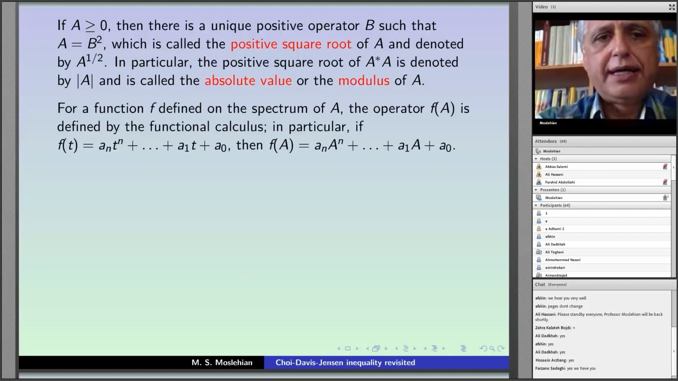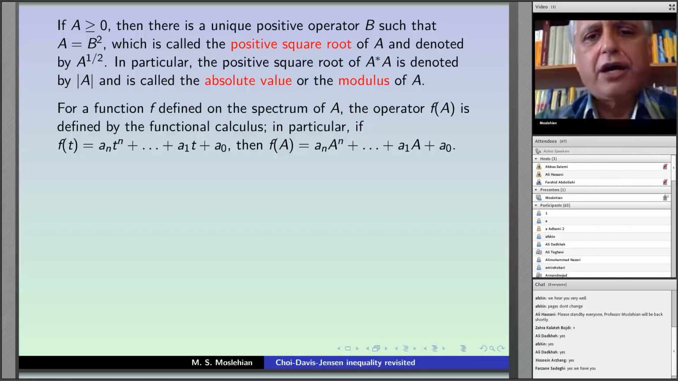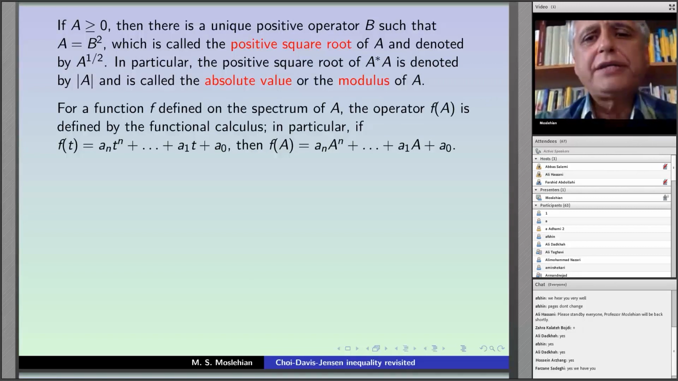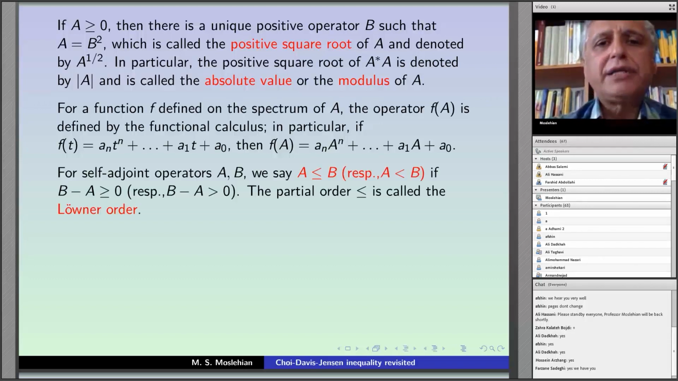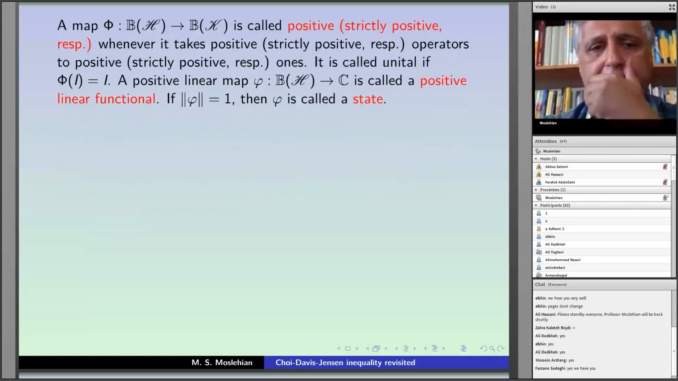For a function f defined on the spectrum of A, the operator f(A) is defined by the functional calculus. In particular, when f is a polynomial, then f(A) can be obtained by replacing t formally by A. For self-adjoint operators A and B, we say that A is below B if B minus A is a positive operator. This partial order is called the Löwner order.